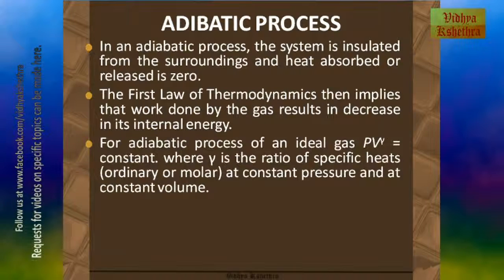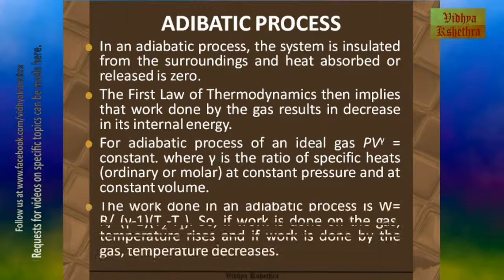So for adiabatic process of an ideal gas, PV raised to gamma is equal to a constant, where gamma is the ratio of specific heats at constant pressure Cp and at constant volume Cv. That is, gamma is equal to Cp divided by Cv. Now the work done in an adiabatic process can be derived to be W is equal to R divided by gamma minus 1 into T1 minus T2.